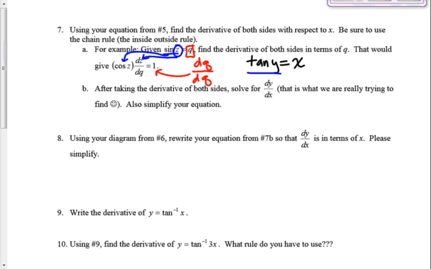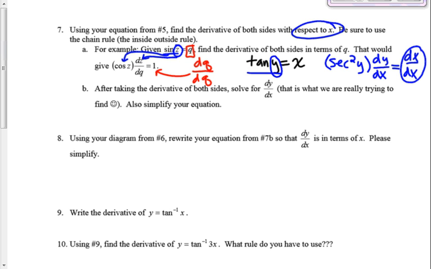So I'm going to start here. The derivative of tangent y is secant squared y, that's the outside, times the derivative of the inside, and we're taking this with respect to x, so that would be dy dx. Oh, look, the derivative of y. That's pretty helpful. And then I want the derivative of x with respect to x, which is dx over dx. Now this dx over dx is really just a 1. So what I have now is secant squared y times dy dx is equal to 1.